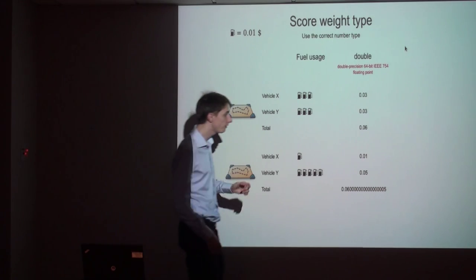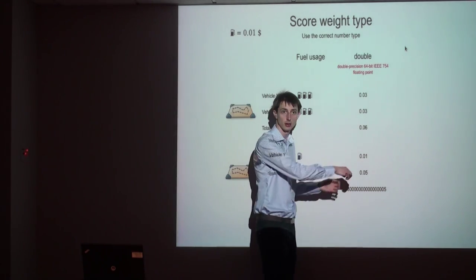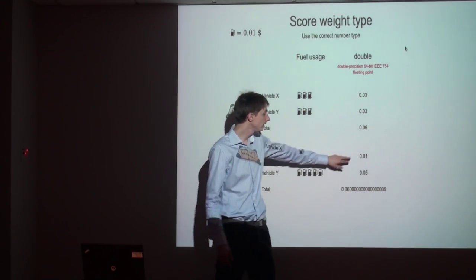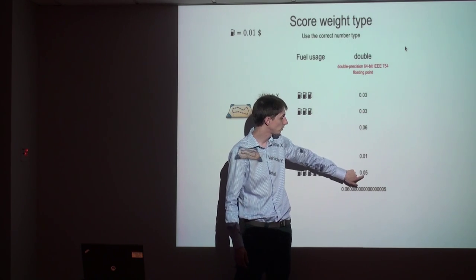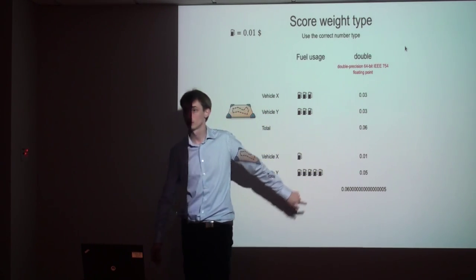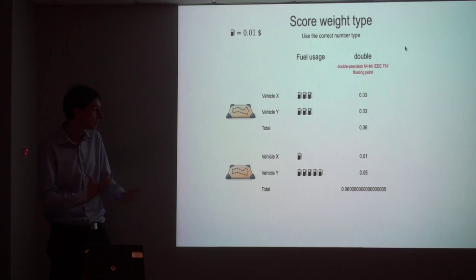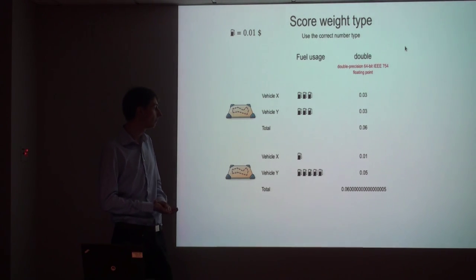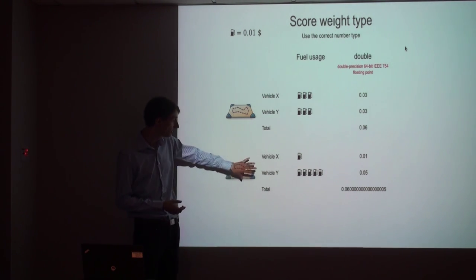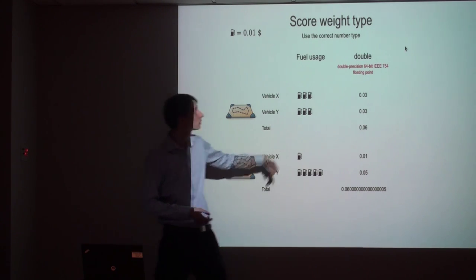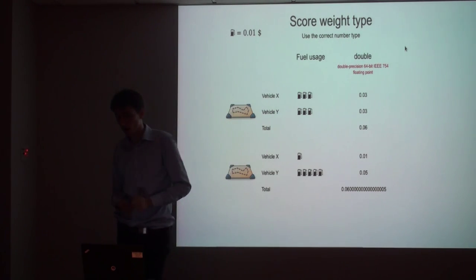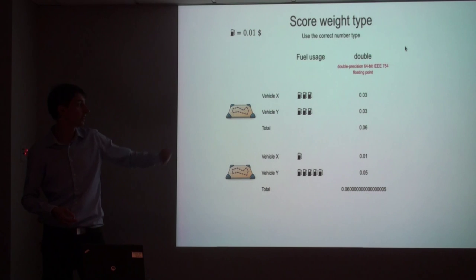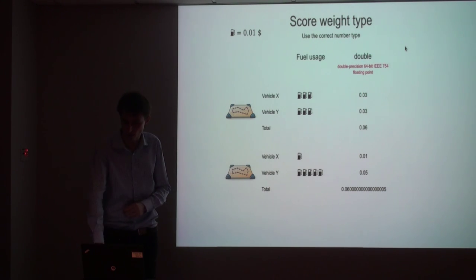So if in Java you write System.out.println, and you type 0.01 plus 0.05, you'll get this number. That's because doubles basically have rounding errors. You can try this yourself at home. Now the thing is, you don't want your score to be a double, right? Unless you don't care about the rounding error.